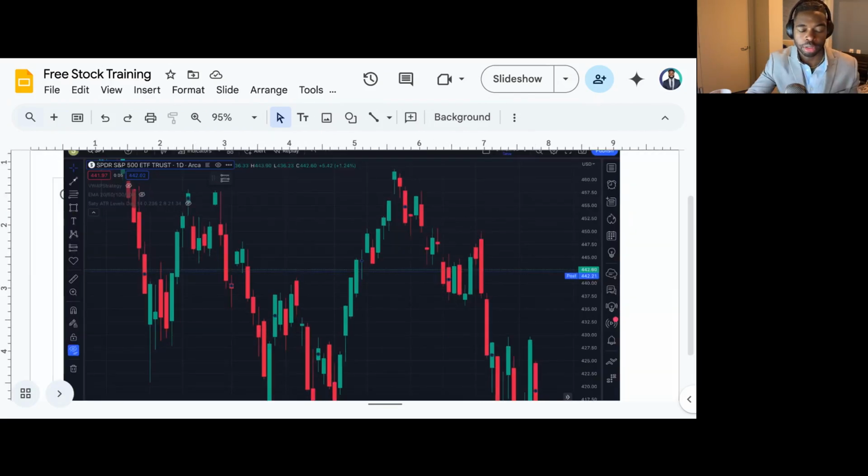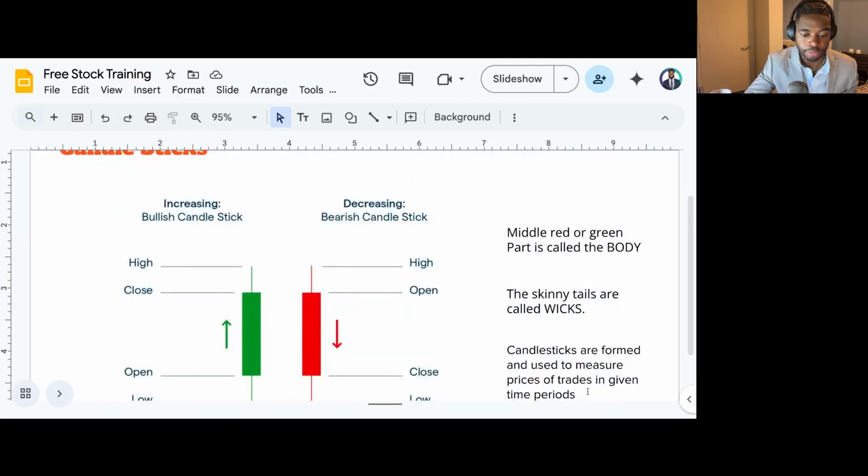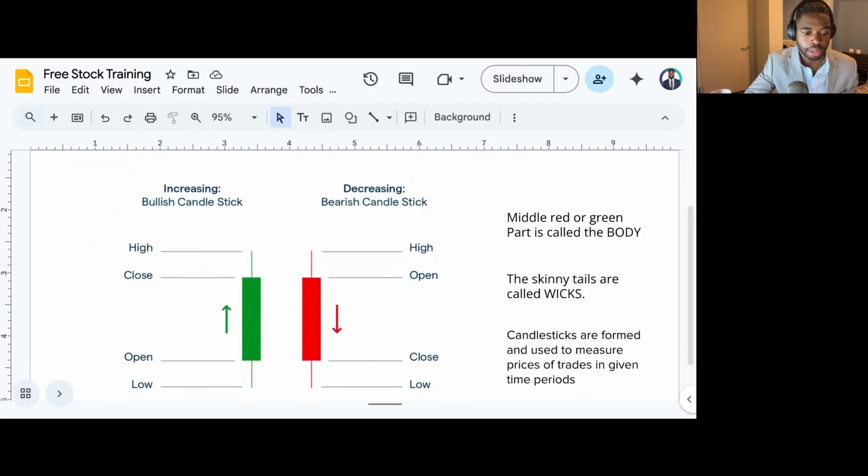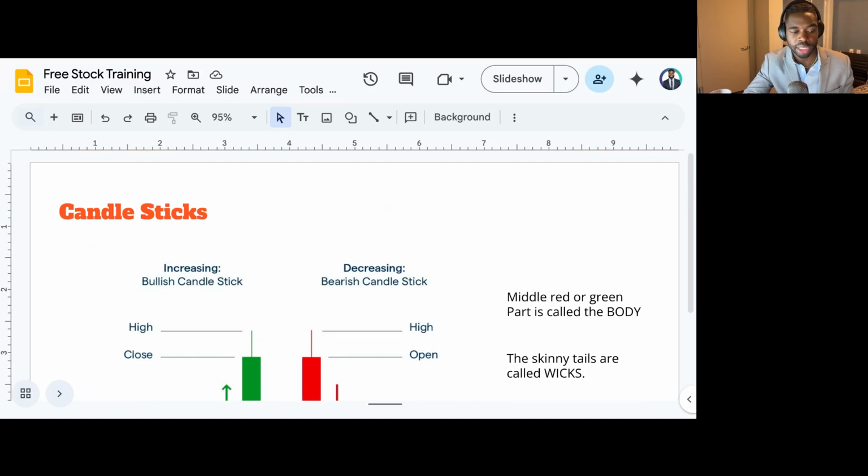This is what a chart looks like if you're trading stocks, options, or assets in general. So this is what a chart looks like. This is a Japanese candlestick chart. All right, let's go on to the next slide real quick here. Boom. So in order to understand how these work, we need to know what the candlesticks are.